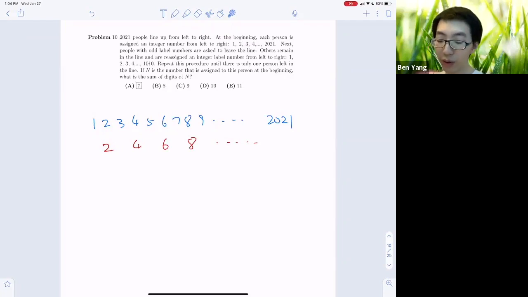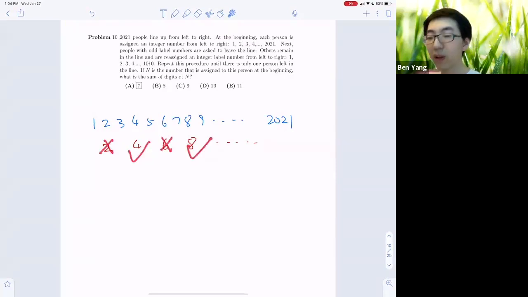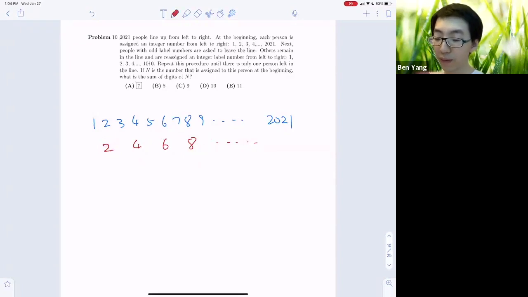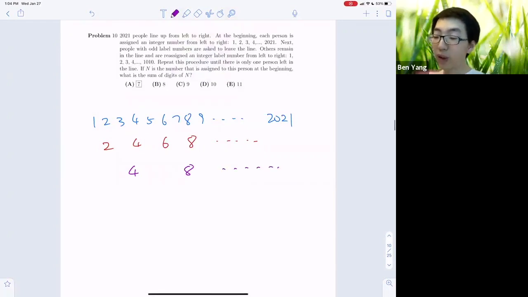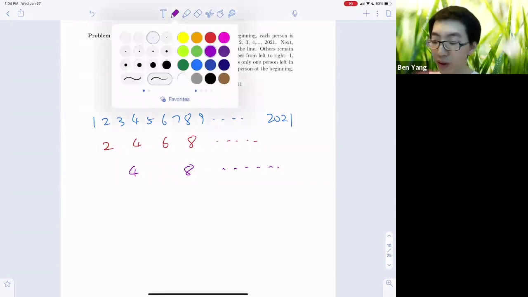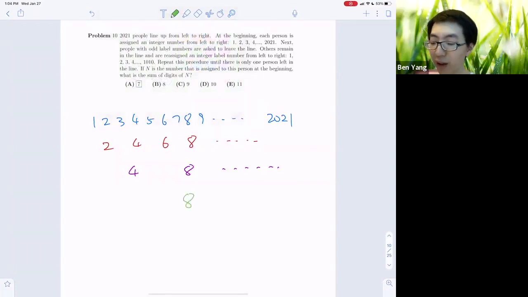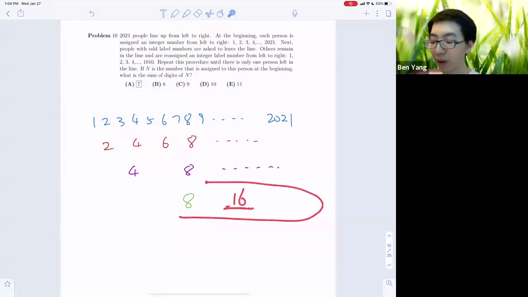We remove the first number, keep the second, remove the third, keep the fourth. After that step, we're left with just multiples of 4: 4, 8, and the next one is 12, and it just keeps going. Then we do it again. We remove the first number, keep the second number. Now the first number left is 8, and the next one is probably 16. So these numbers are all multiples of 8.